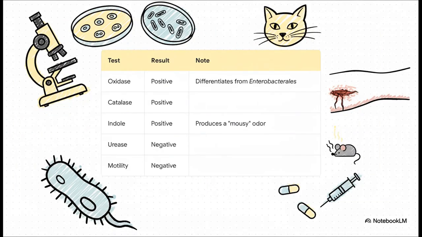Next up, we run the biochemicals to get that definitive profile. First, it's oxidase positive. That's another big check mark against it being an Enterobacterale. It's catalase positive. And here's the fun one. It's indole positive, and that's what's responsible for this really distinct kind of mousy or musty smell you get from the culture plate. You add in that it's non-motile and urease negative, and you've built a biochemical fingerprint that is super specific for Pasteurella multocida.